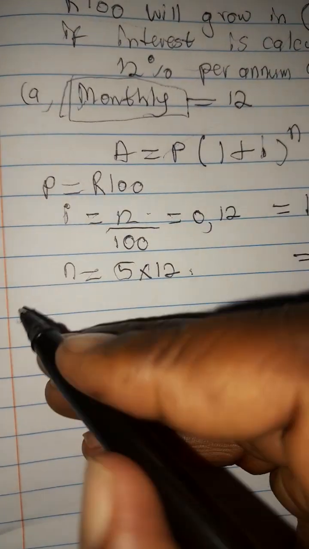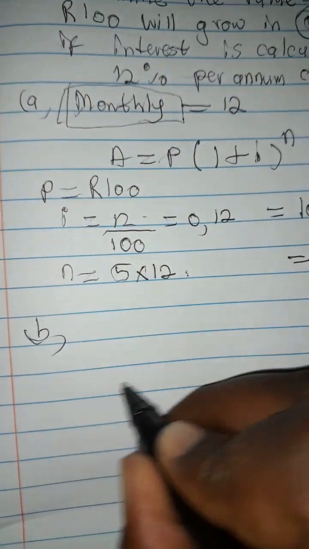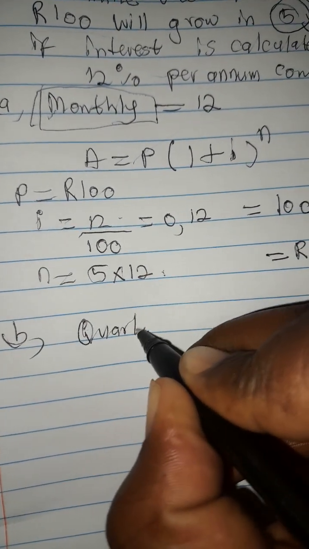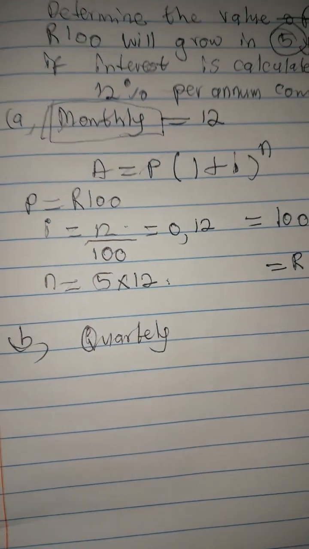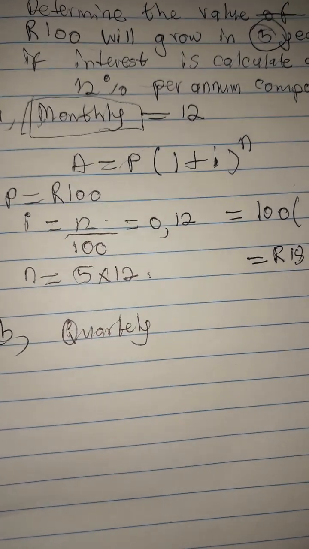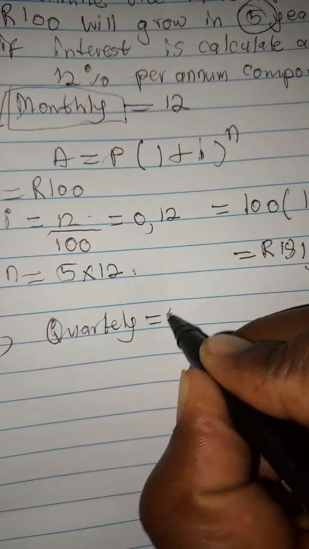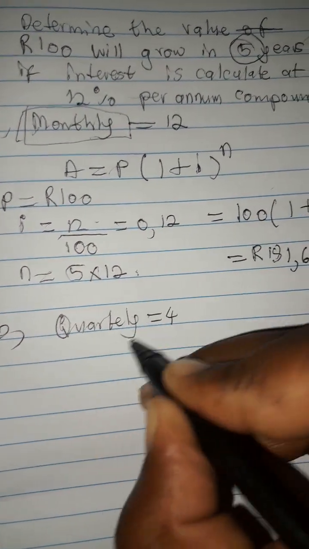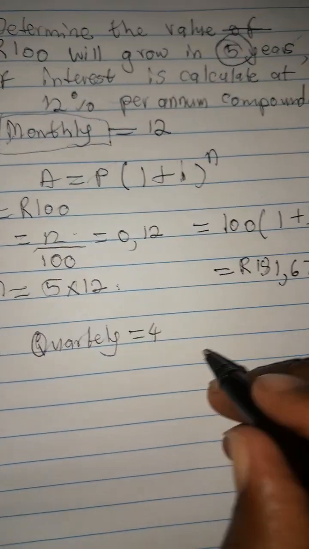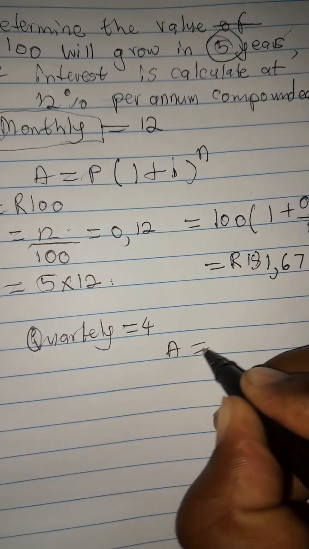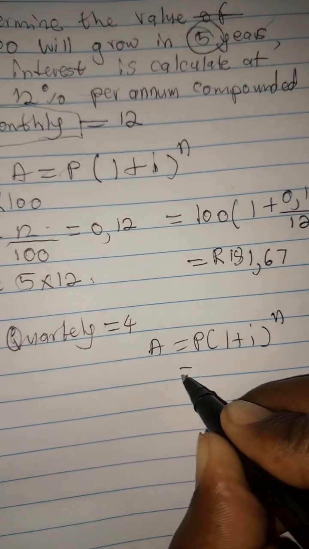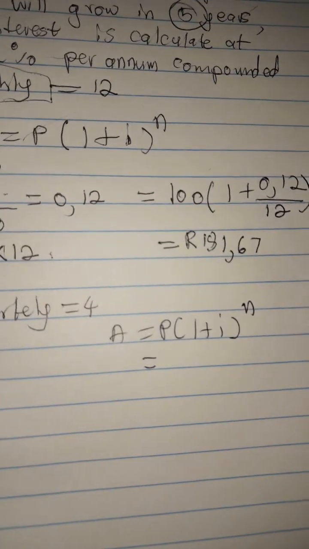So let's look at number B. Let's say now it's quarterly. Quarterly, it's a quarter of a year, meaning how many quarters do we have in a year? 4. So when you talk about quarterly, it will be 4. We're still using the same statement, so let's write our formula there. A equals P, 1 plus i to the power of n.